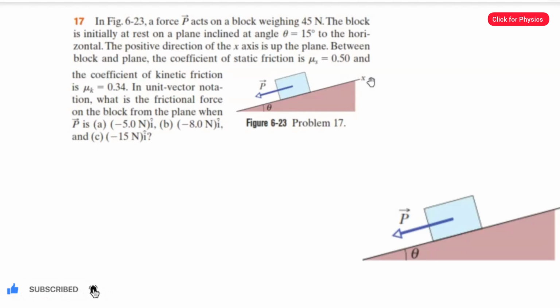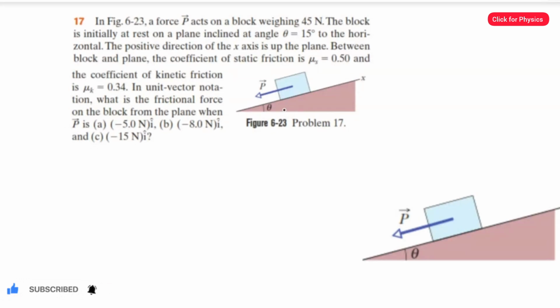Now, to get the answer for the frictional force, first we have to frame the equation from the free body diagram. That means we have to draw the free body diagram for this given figure, and from that diagram, frame the equation. By using that equation, we find the maximum static friction value. Then we apply the three different values of the P vector in that equation, and find the frictional force in unit vector notation.